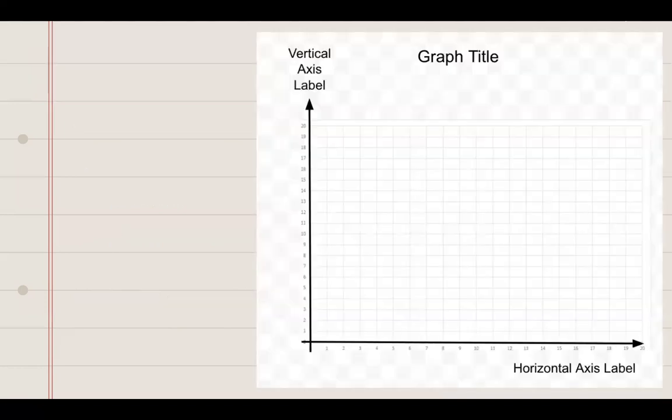So here is a blank graph, and there are three labels that are very, very important on every graph. One of them is the title. Up here, we need to know what it is that this graph is trying to tell us. Then we have the vertical axis label. It can go here. It can also go sideways along this vertical axis. And then we have our horizontal axis label down here.